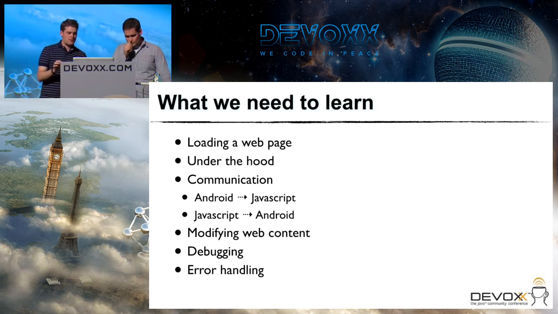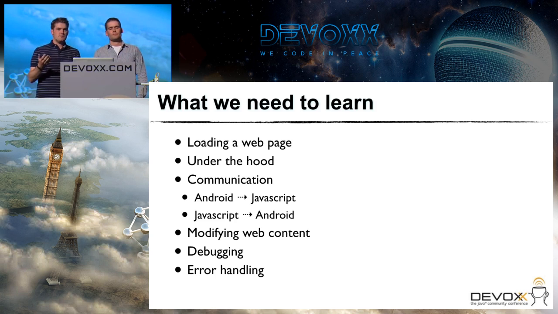But what do we need to learn to build this application? Well, I guess a good first step is just loading a web page. That's what everything else builds upon. So we need to load a web page into a web view. Then we're going to get a bit more familiar with the web view, and have a look at the different interfaces and classes that we have to work with when we're using web content.